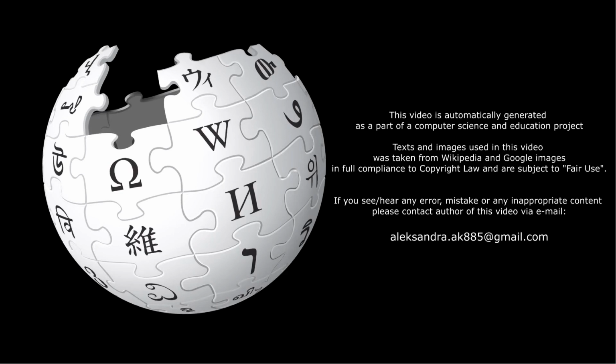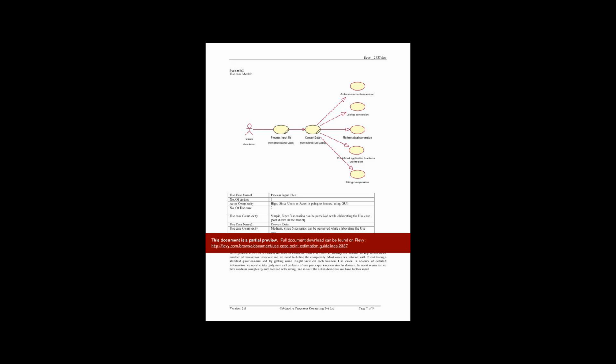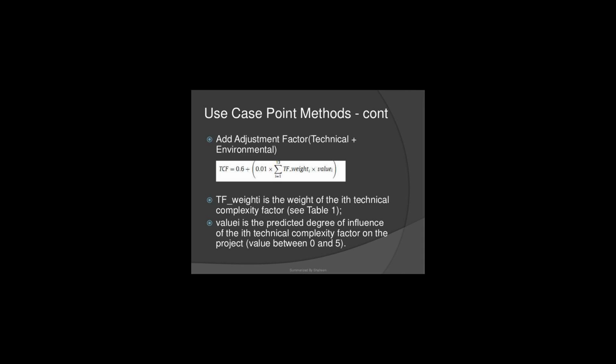Unadjusted actor weight, UAW. The UAW is another factor that contributes to the size of the software being developed. It is calculated based on the number and complexity of the actors for the system. Similar to finding the UUCW, each of the actors must be identified and classified as simple, average, or complex based on the type of actor. Each classification also has a predefined weight assigned. The UAW is the total of the weights for each of the actors.